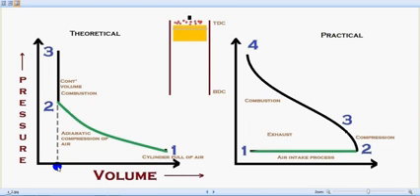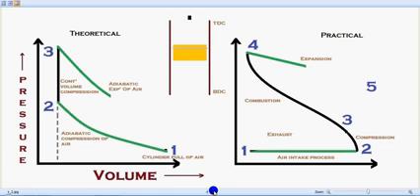It's also called an isometric process. Constant volume processes are called isometric processes, but here it's not a constant volume process. You can see how it waves from 3 to 4 in the practical concept. At the end of that stroke, the piston will be at top dead center.